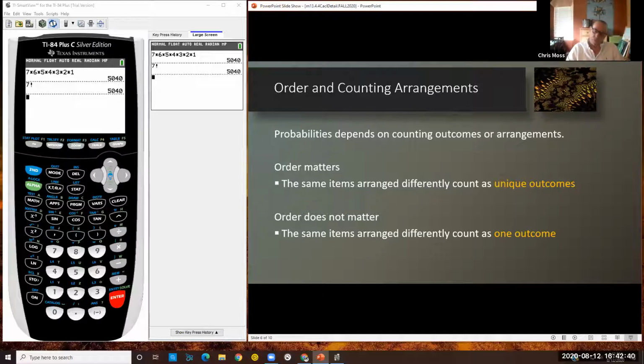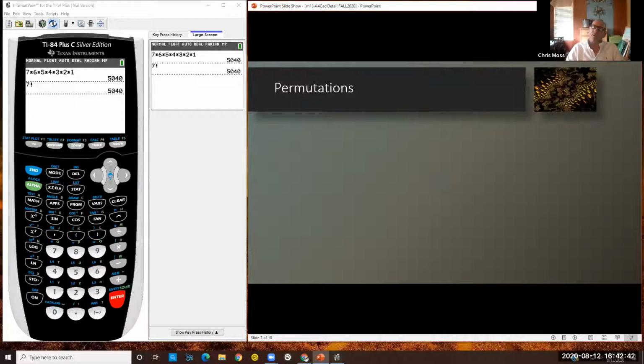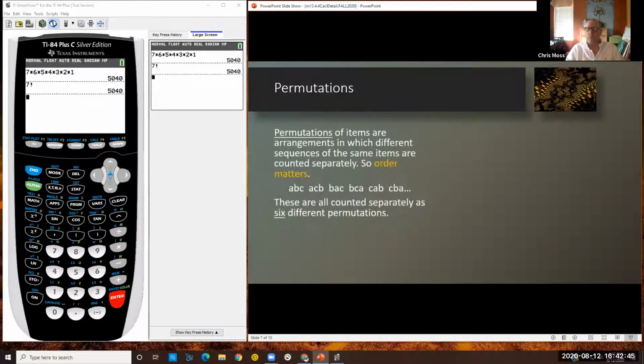Now, when order matters, we have what we call permutations. Permutations of items are the number of arrangements of different sequences of the same items. They're counted separately. Order matters here. See those three letters there, ABC, ACB, etc.? Well, those are all counted as separate, different arrangements if we're working with permutations, if order is important to the situation at hand. Now, there's an ugly looking little formula and some fancy notation that you've seen in your other presentations. So let's take a look at the example and I'll show you how the calculator will do the work.